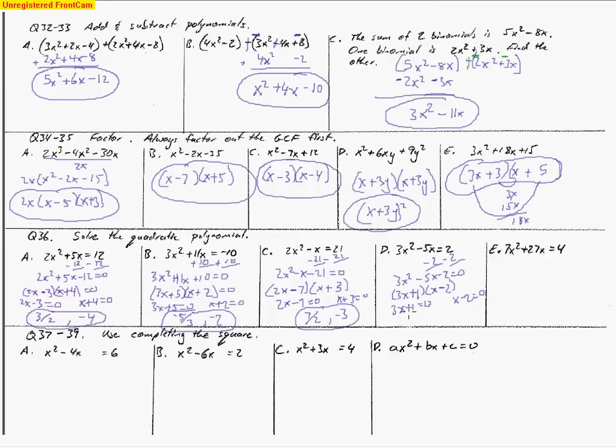So here we have to subtract the 1, so negative 1. Divide by 3, you get negative 1/3. Over here, just add the 2. That's how we get 2.